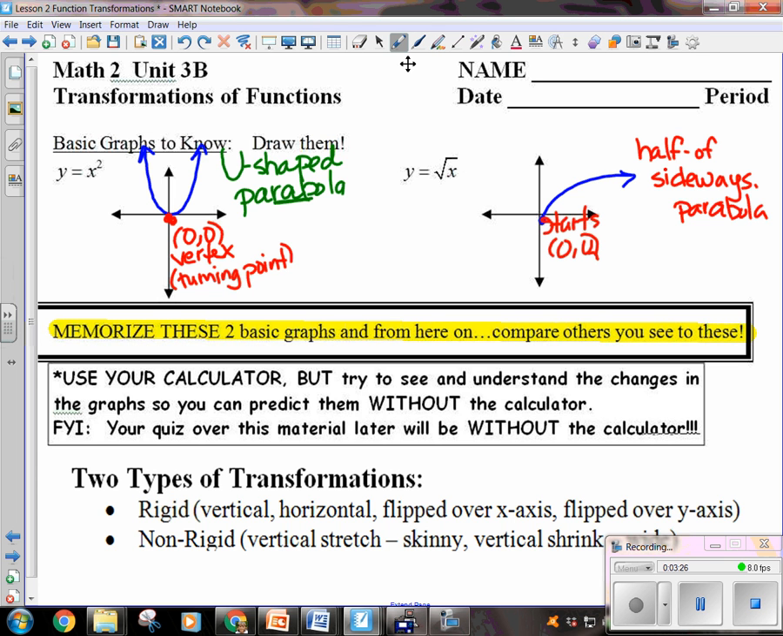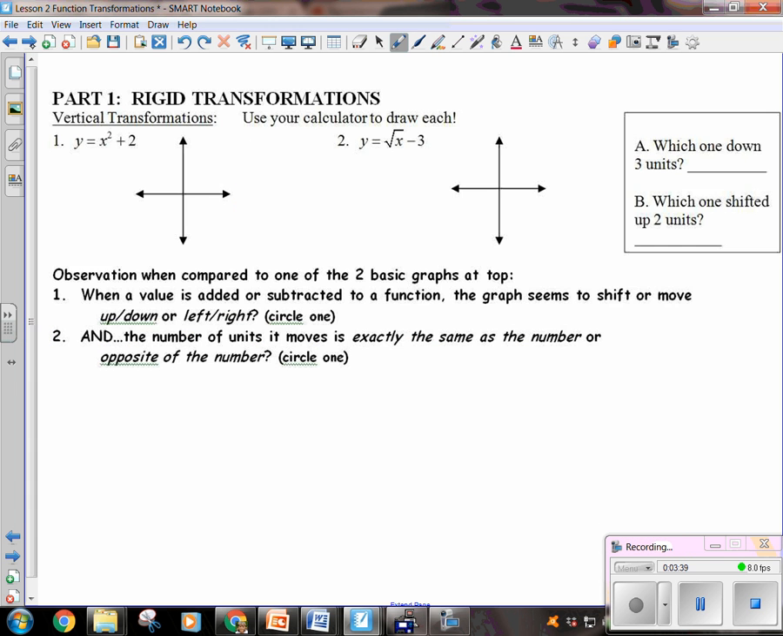Now today, use your calculator by all means, but try to see and understand the changes in the graphs and predict them without the calculator, because the quiz that you're going to take after we practice is going to be without a calculator. All right, but we will do plenty of practice before the quiz.